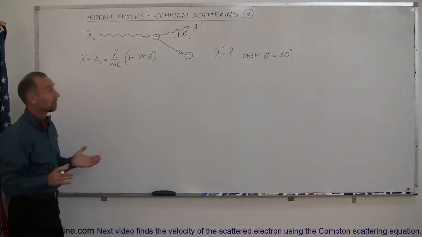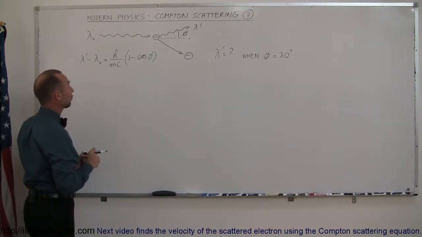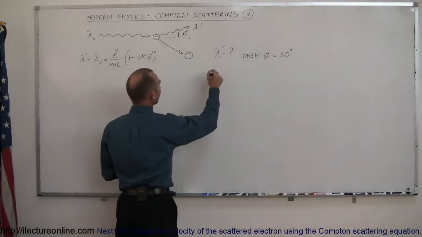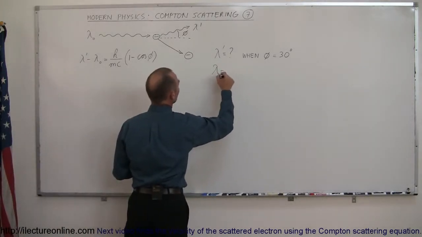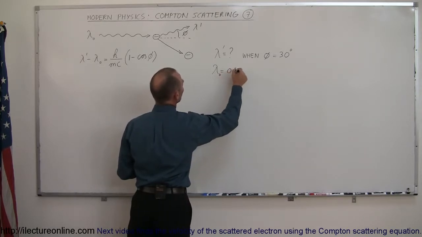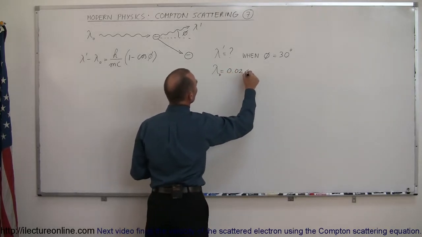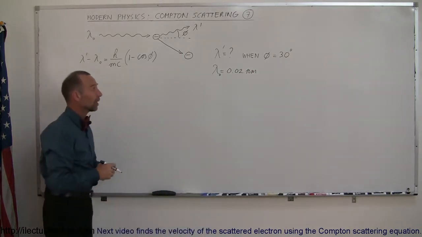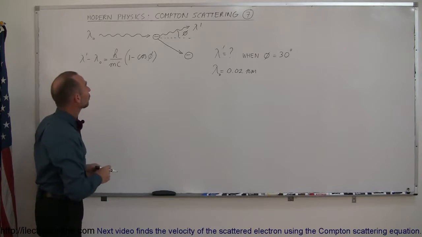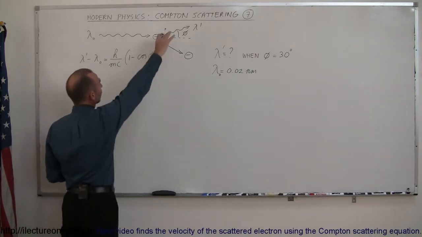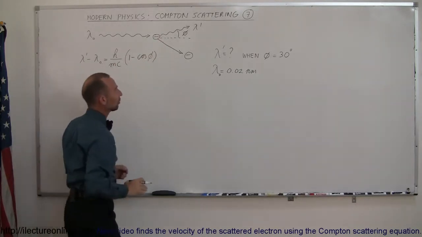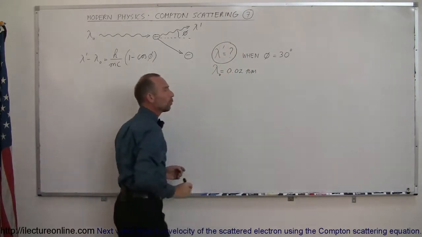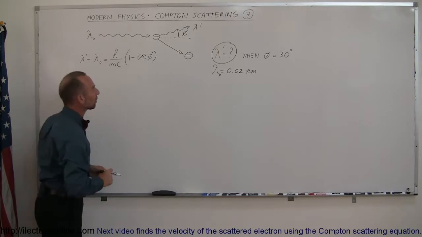All right, interesting. So let's say that we have a photon, let's say the original photon wavelength is equal to 0.02 nanometers. Of course, that's a very short wavelength. That's probably in the range of X-rays. So let's say we have an X-ray photon. It hits an electron, scatters off at some angle, changes direction by an angle of 30 degrees. What is the final wavelength of that particular photon?